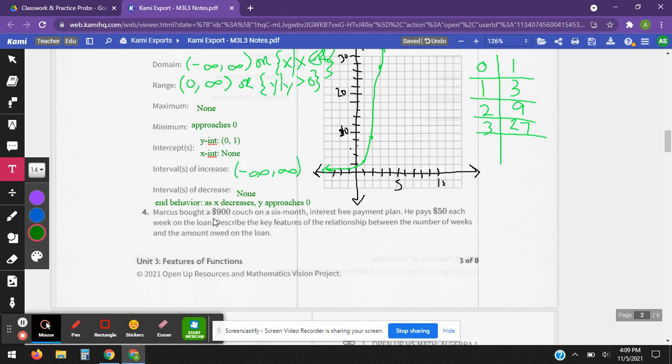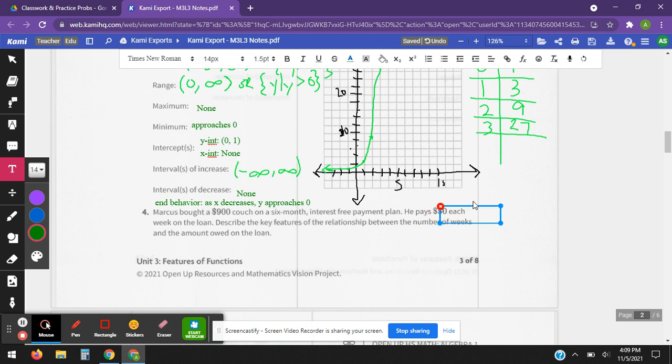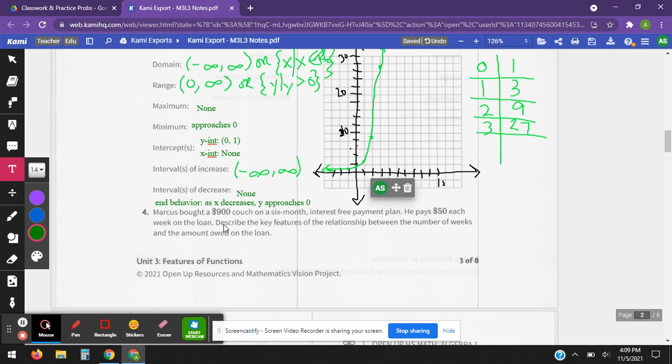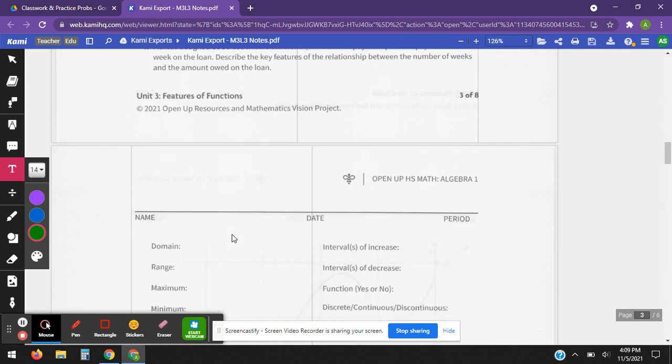Marcus bought a $900 couch on a 6-month interest-free payment plan. He pays $50 each week on the loan. Describe the key features of the relationship between the number of weeks and the amount owed on the loan.